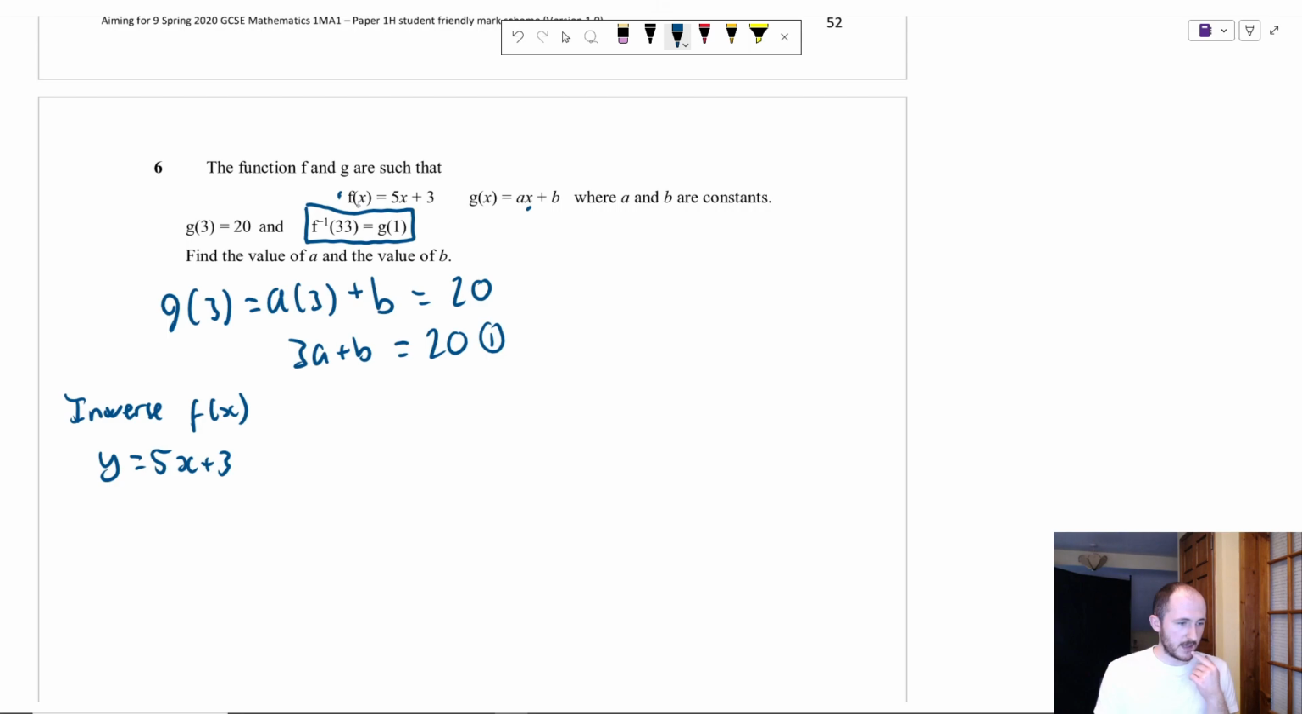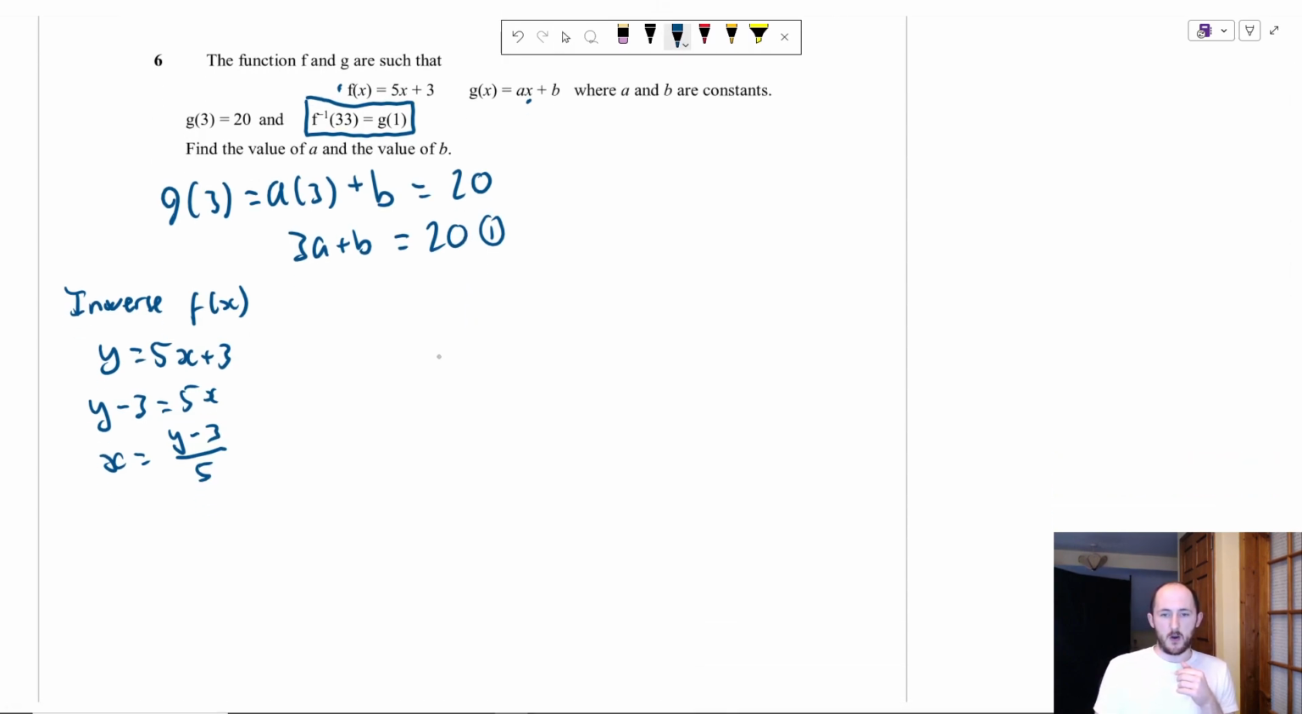When there is something to the power of minus 1, you do the reciprocal. And then what we're going to do is rearrange for x. So y minus 3 equals 5x. And then we have x is equal to y minus 3 over 5. So for the inverse function, all I do is replace x with f minus 1 of x, and I replace y with x.